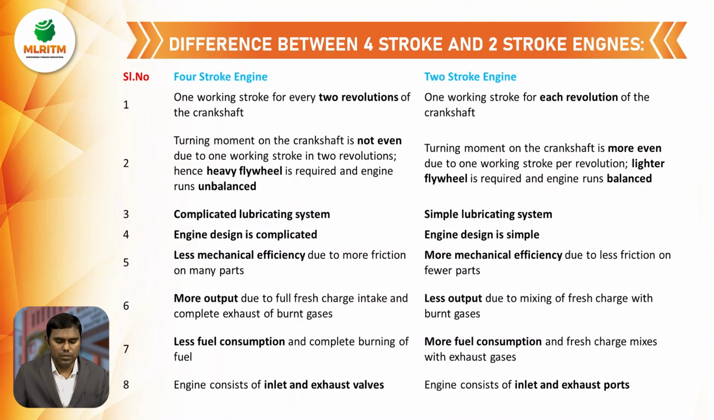Lubrication: four-stroke engines, because they are bigger engines, need a complicated lubrication system, and two-stroke engines have a simple lubrication system. The four-stroke engine design is very complicated, and the two-stroke engine has a very simple design. Four-stroke engines have more mechanical efficiency when compared with two-stroke engines, more output, and less fuel consumption. So two-stroke engines require more fuel when compared with four-stroke engines. A four-stroke engine consists of a valve mechanism. Two-stroke engines consist of a port mechanism.